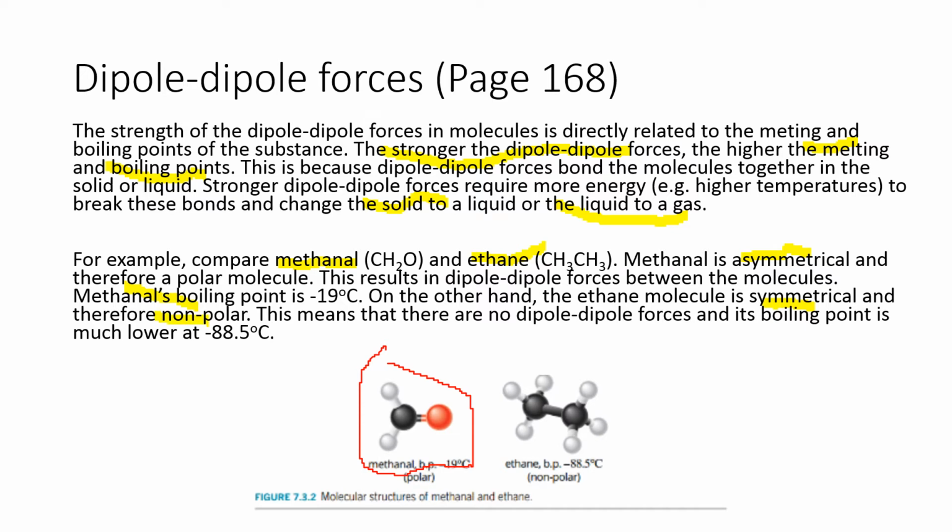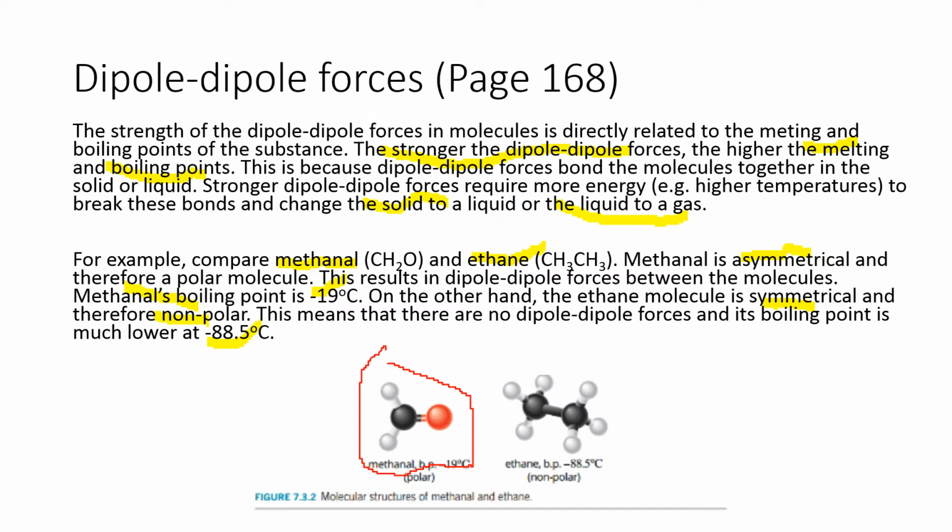You can see the boiling point of methanol is -19, so it boils at -19, whereas the boiling point of ethane is significantly lower, which is -88.5, which means that at -88.5, ethane will boil, but methanol will remain as liquid. But methanol in this case will only boil at -19.